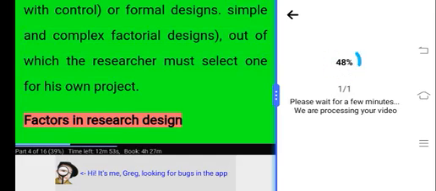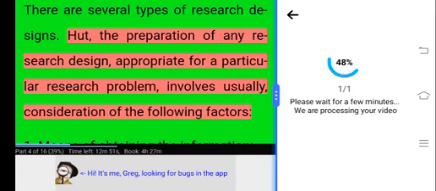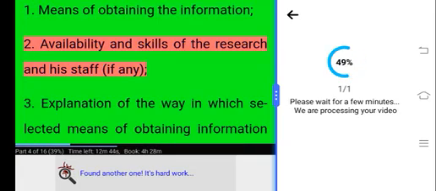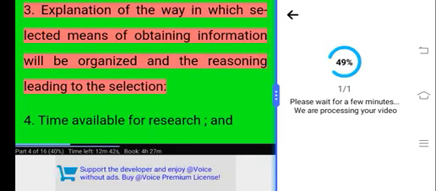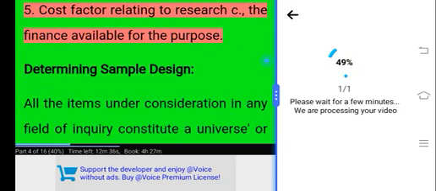Factors in research design. There are several types of research designs. The preparation of any research design, appropriate for a particular research problem, involves usually consideration of the following factors. 1. Means of obtaining the information. 2. Availability and skills of the researcher and his staff, if any. 3. Explanation of the way in which selected means of obtaining information will be organized and the reasoning leading to the selection. 4. Time available for research, and 5. Cost factor relating to research, i.e., the finance available for the purpose.